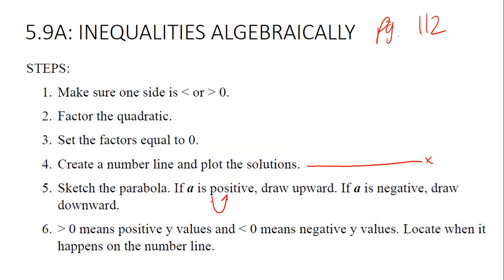If your A is positive, then you have a happy parabola. If your A is negative, then you have a sad parabola. If it's greater than 0, that means that you're looking for positive y values. So positive y values are going to be above the x-axis. If it says less than 0, that means you're looking for negative y values, which means the values that are below the x-axis. So above the x, below the x, and then you just locate when it happens on the number line.